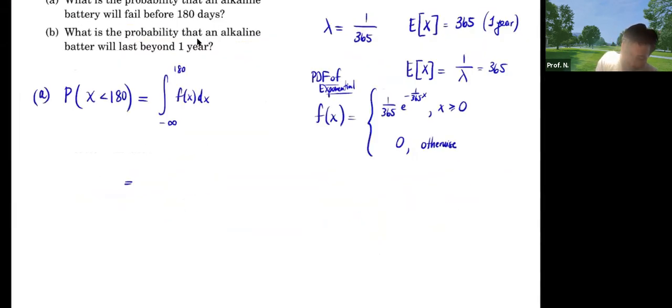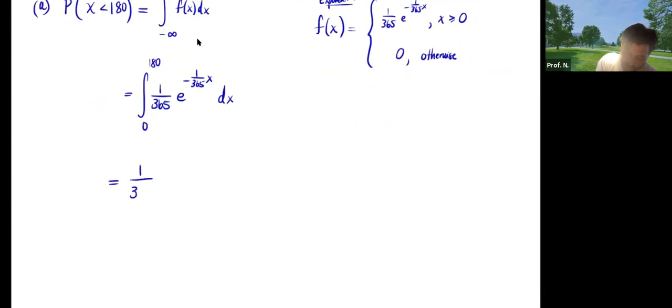So then this will equal the integral from 0 to 180 of 1 over 365 e to the negative 1 over 365x dx. This is 1 over 365, the integral from 0 to 180 of e to the negative 1 over 365x dx. And then you can take the antiderivative of this, which becomes negative 365 e to the negative 1 over 365x evaluated from 0 to 180.